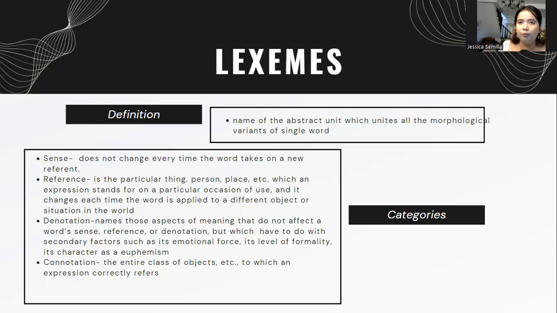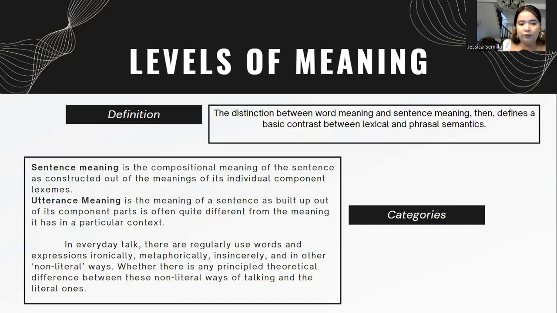Denotation, coming from denotes, meaning the meaning is really the aspect coming from the dictionary. Meaning, word, sense, reference, or denotation have to do with somewhat more of formality for its character. On the other hand, when we talk about connotation naman, connotation is about what? The entire class of object that it represents. So we try to understand it figuratively, and that's connotation.